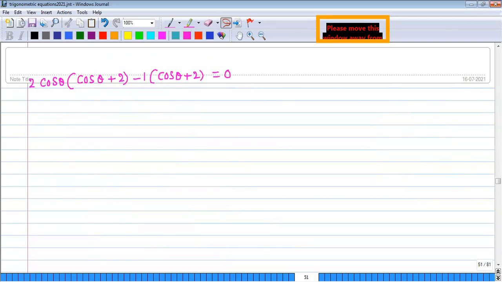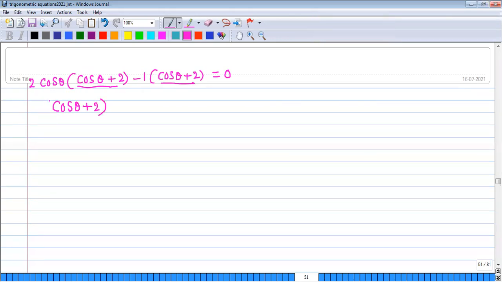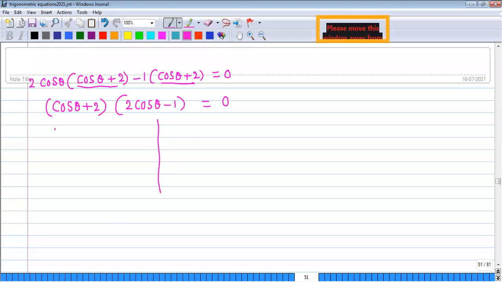Now we need to solve again. Here, this cos theta plus 2 is common. Cos theta plus 2 multiplied with 2 cos theta minus 1 is equal to 0. Here two cases will arise: cos theta plus 2 equals 0, or 2 cos theta minus 1 is equal to 0.